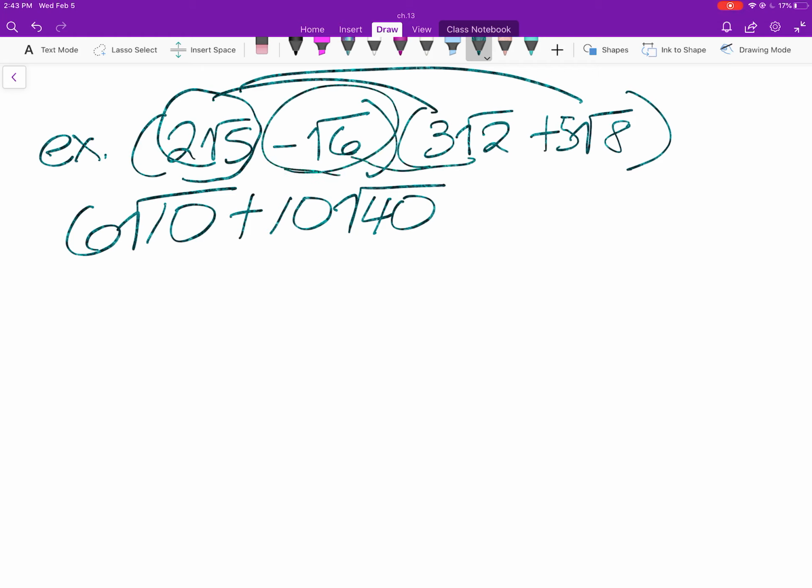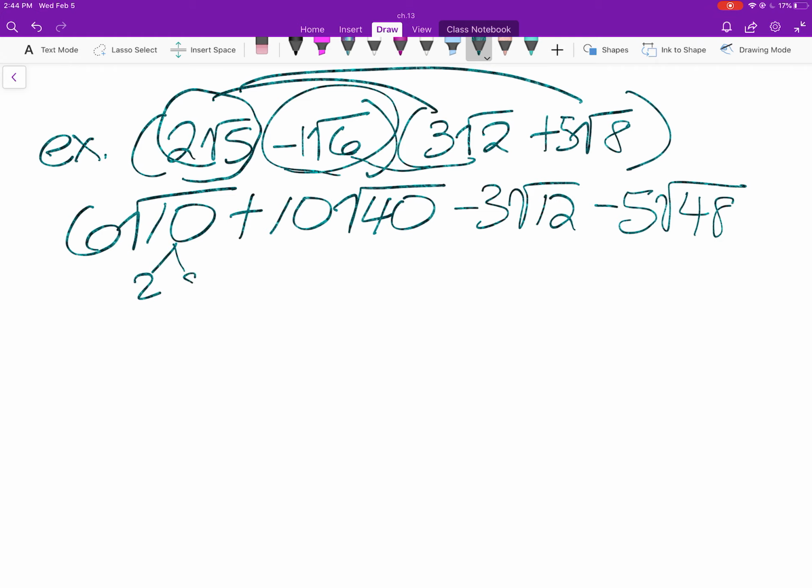Now this one, that's negative 1 times 3. That's like having a 1 there, y'all. So that's negative 3 square root of 6 times 2 is 12. Negative 1 times 5 is negative 5. 6 times 8 is 48. We can break it down. Let's break this one down first. Y'all, nothing's going to happen there, so just bring it down.